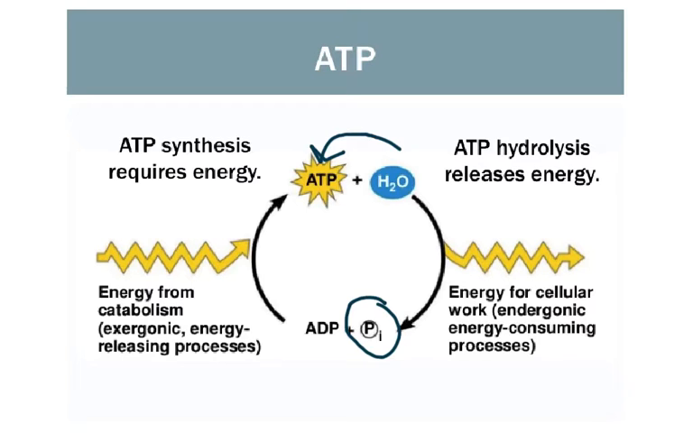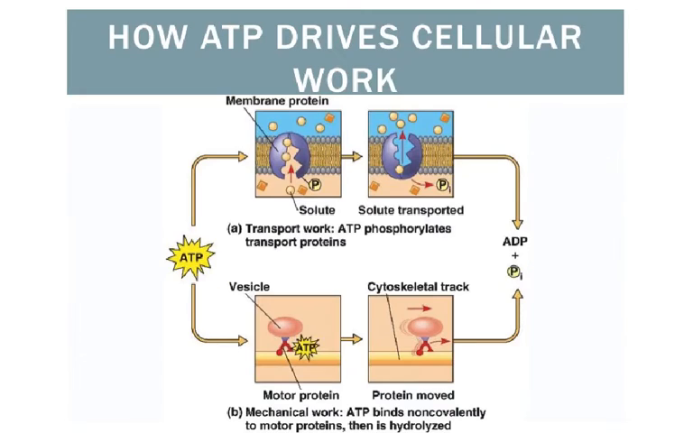So again, the reactions in a cell that require an input of energy are endergonic reactions. So ATP synthesis, or the formation of ATP, requires energy. So if you want to add a phosphate to ADP and make ATP, that requires energy, but if you break that phosphate off, that releases energy. That's known as ATP hydrolysis. So ATP hydrolysis, or the breaking apart of ATP by adding water, releases energy.